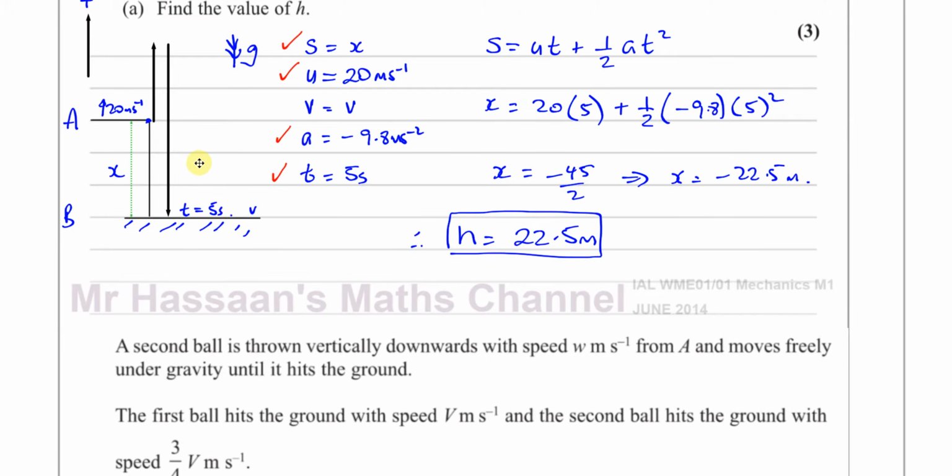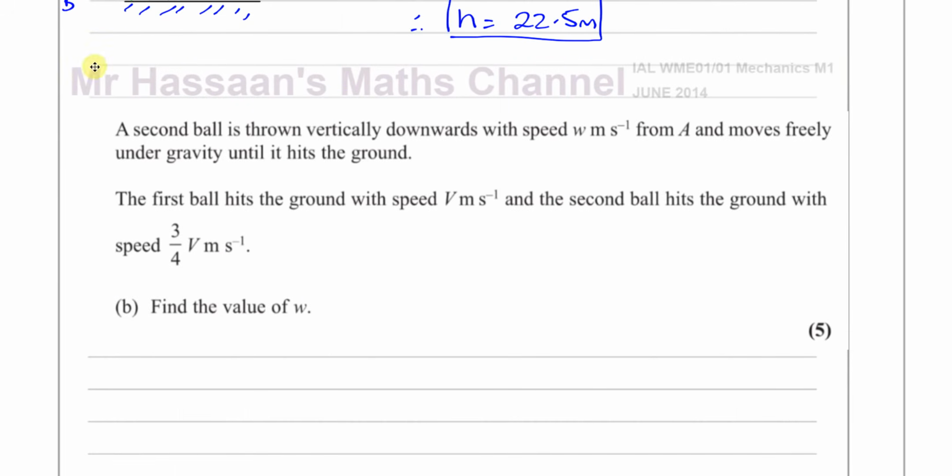And we also can work out from what they've told us here the final speed, the speed with which it hits the ground. It says the first ball hits the ground with the speed V meters per second, and the second with 3/4 V meters per second. Now we can work out the speed with which the first ball hits the ground from the information given here. We have to find V, we know U, we know A, and we know T. So we can first of all find out this.